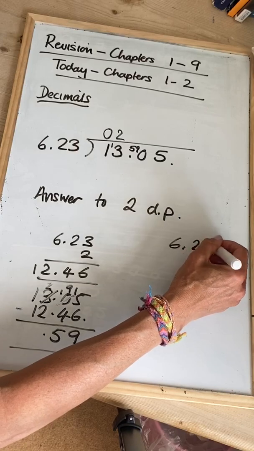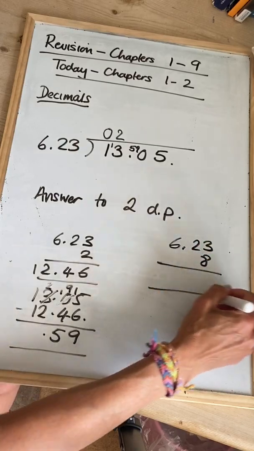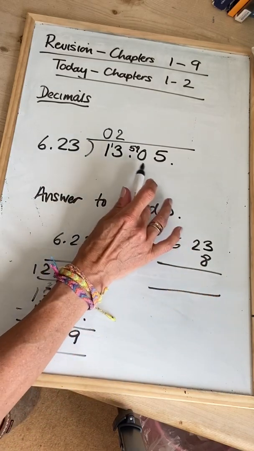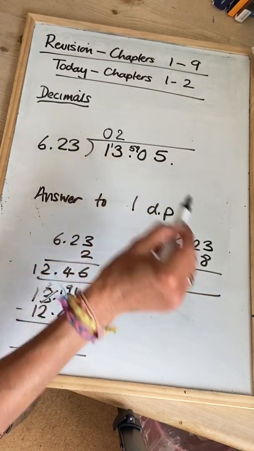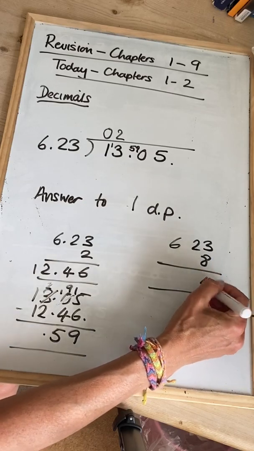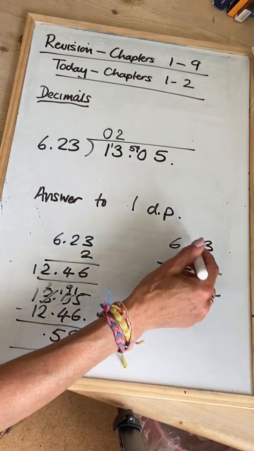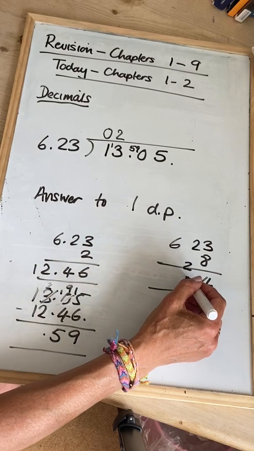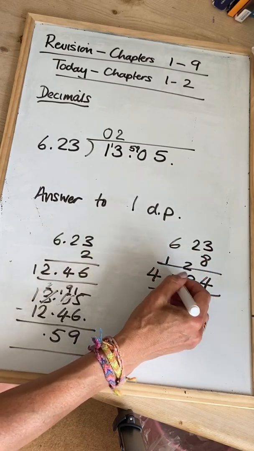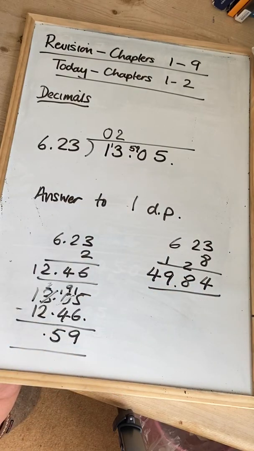So 6.23 times 8, using my work that I've done before. I'm going to just give myself an answer to 1 decimal place. Actually, I've decided to make this a bit easier. 8 3s are 24, 4 down, carry the 2. 8 2s are 16, plus 2 is 18. That's 8 down, carry the 1. And 8 6s are 48, and that's 49.84. I think I can probably fit another one into there.